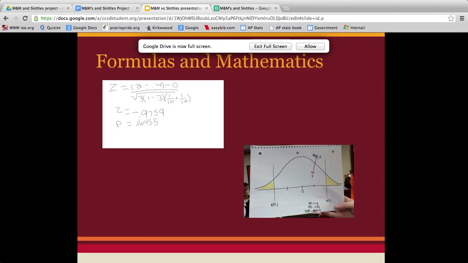So our formulas in mathematics, I again wrote down the formula for the z, but we also did a two-proportion z test. Our z ended up to be -0.97, and our p hat and our p-value ended up to be 0.16, which does not fall in the rejection region.